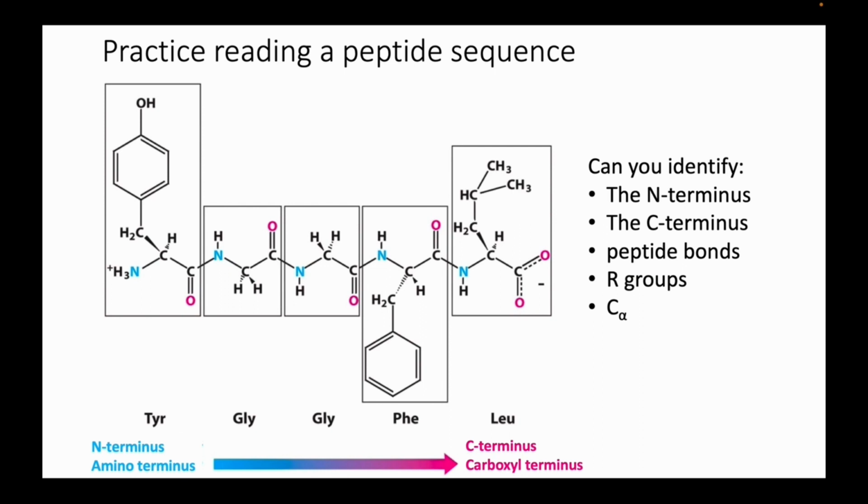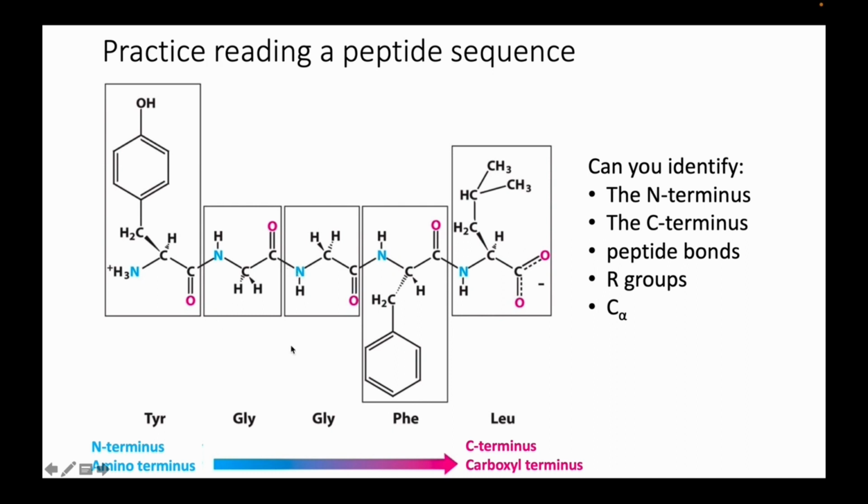So reading a peptide sequence, here is another peptide sequence. We've got 5 amino acids. We are always going to read these from the N-terminus to the C-terminus. The N-terminus is also called the amino terminus. You might hear either of these words. For our first amino acid, we've got our alpha carbon, and our side chain, our R group for tyrosine. Then we've got our peptide bond connecting amino acid 1 to amino acid 2, which is a glycine. Here's our R group, just a hydrogen. Here's our next peptide bond, etc.